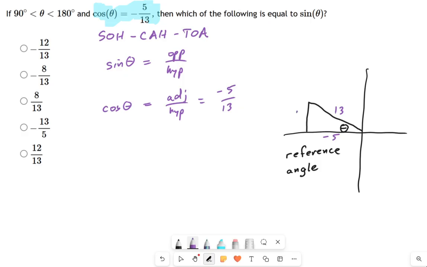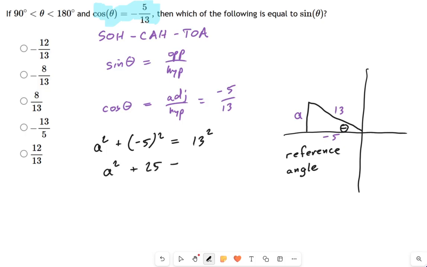Now, what is this right here, which I'm going to call, I don't know, my B's look like 6s, so let's call this an A. Right? What is A in that triangle? If we use the Pythagorean theorem, we get a squared plus that side, which is -5 squared, equals the hypotenuse squared also, which means a squared plus 25 equals 169, which means a squared equals 144, which means a equals plus or minus 12.